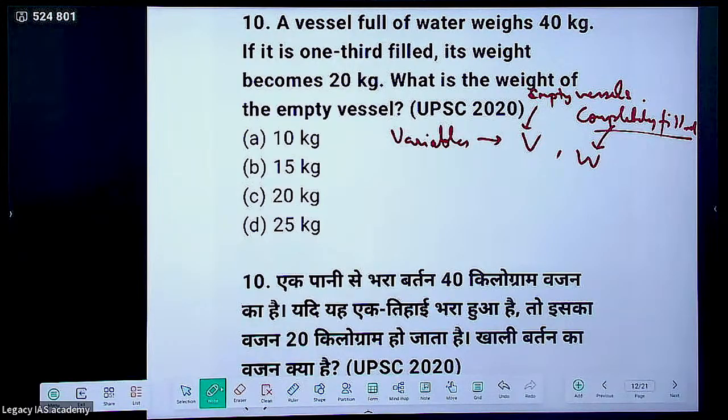Yeah, this is correct. Now, why are you doing all this? Just simply multiply this entire thing by 3, so nice to remove this now. Then it becomes a simple equation, 3V plus W is equal to 60. That is easier to solve, no? Multiplied by 3. But the vessel also has a weight, no? So you have ignored the vessel weight.